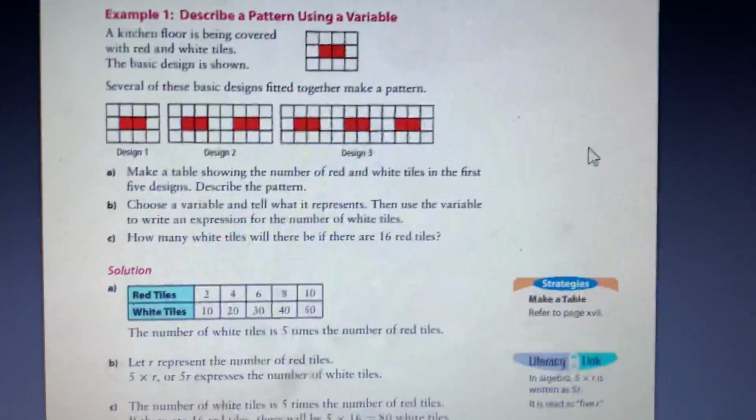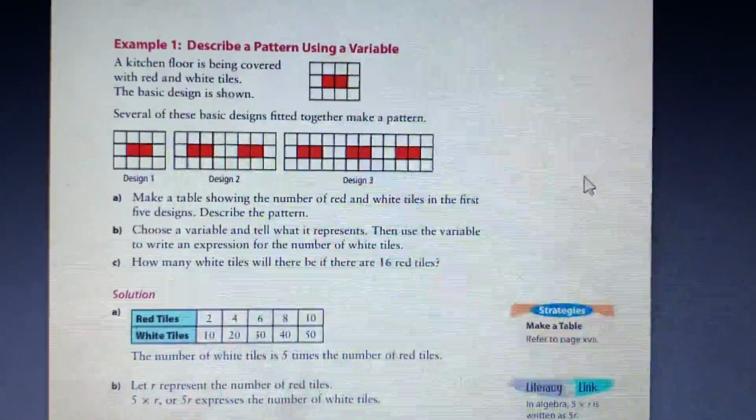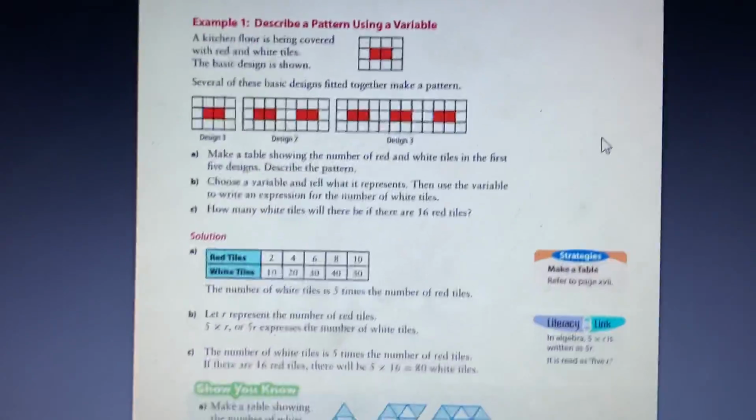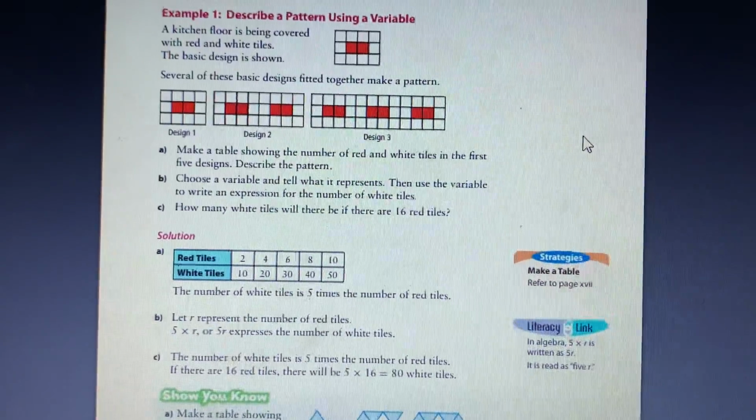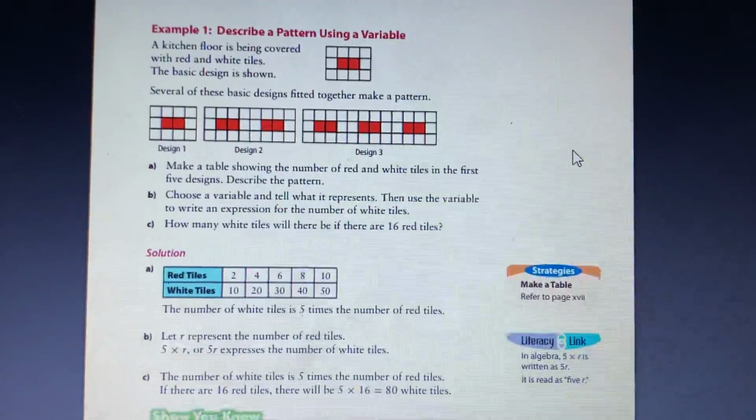Hi guys, so today we're going to be working on 10.2. Now 10.2 takes what we learned from 10.1 and adds just a bit to it. So we're going to work on this example question.